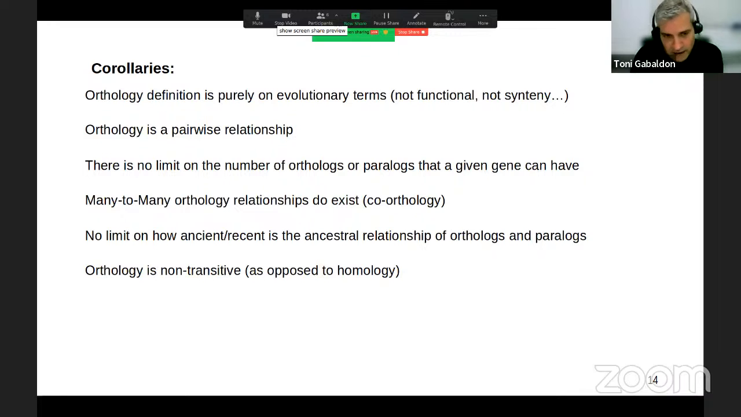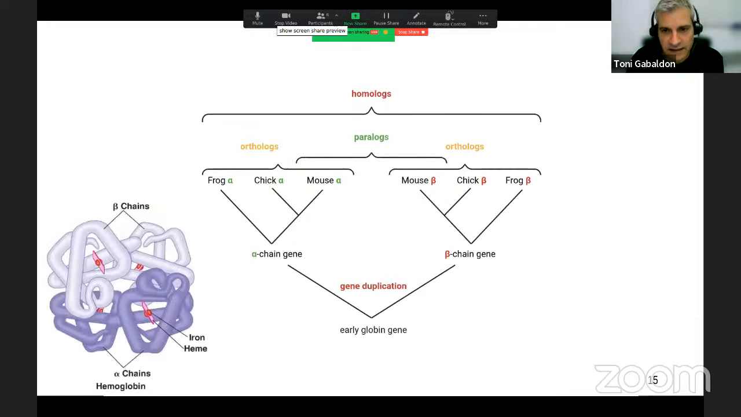I won't show a specific example here, but just remember that if you know that A and B are orthologous and B and C are also orthologous, it's not always the case that A and C are orthologous as well. So this is a typical example, the globin gene. There was one ancestral globin gene in the vertebrates, and then gene duplication generated the alpha chain and the beta chain. And then in all vertebrates, through diversification, each species will have an alpha copy and a beta copy of this gene.